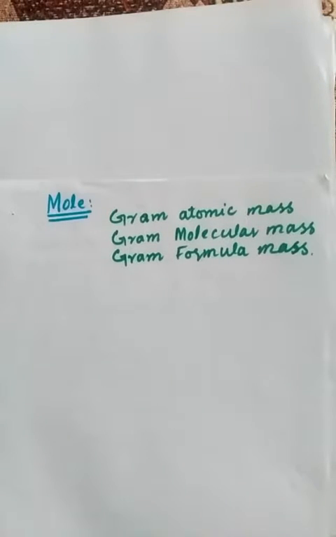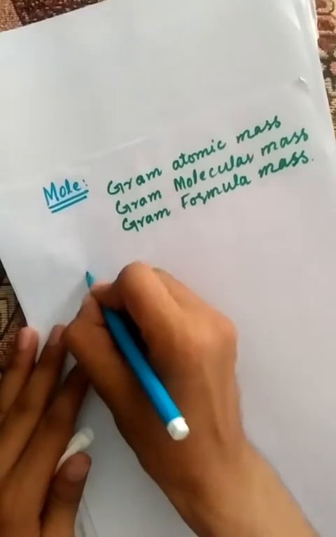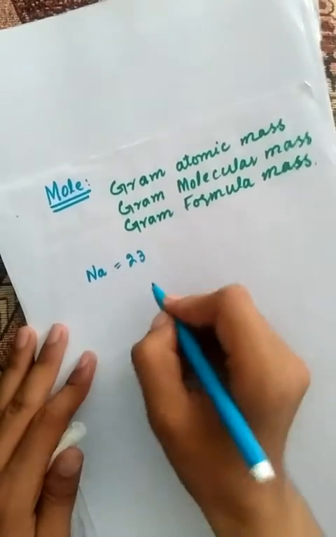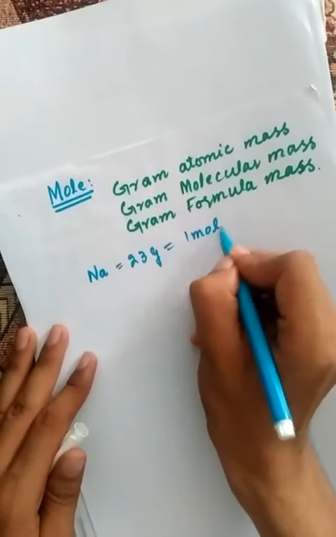So mole is the gram atomic mass or gram molecular mass or gram molar mass. It means that whenever we take atomic mass in grams, or molecular mass in grams, or formula mass in grams, it is said to be 1 mole. Let's suppose sodium is an element, and its atomic mass is 23. Whenever we take it in gram, it will be equal to 1 mole.